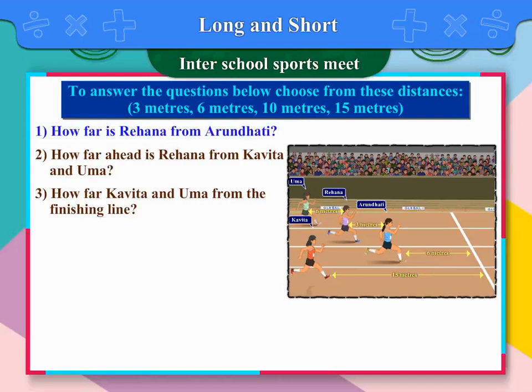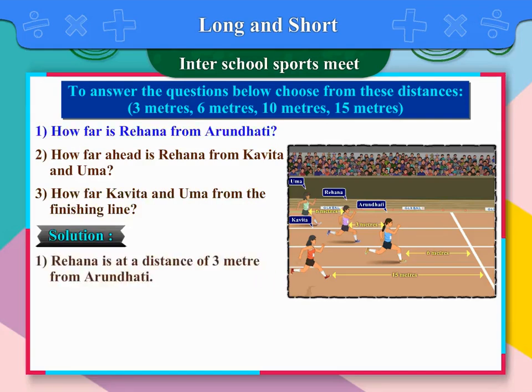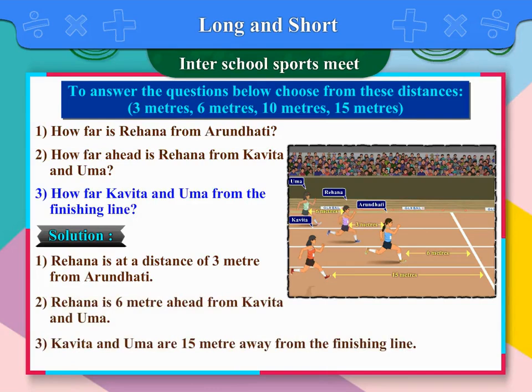First, how far is Rihanna from Arundhati? Second, how far ahead is Rihanna from Kavita and Uma? Third, how far are Kavita and Uma from the finishing line? Solution. First, Rihanna is at a distance of 3 meters from Arundhati. Second, Rihanna is 6 meters ahead of Kavita and Uma. Third, Kavita and Uma are 15 meters away from the finishing line.